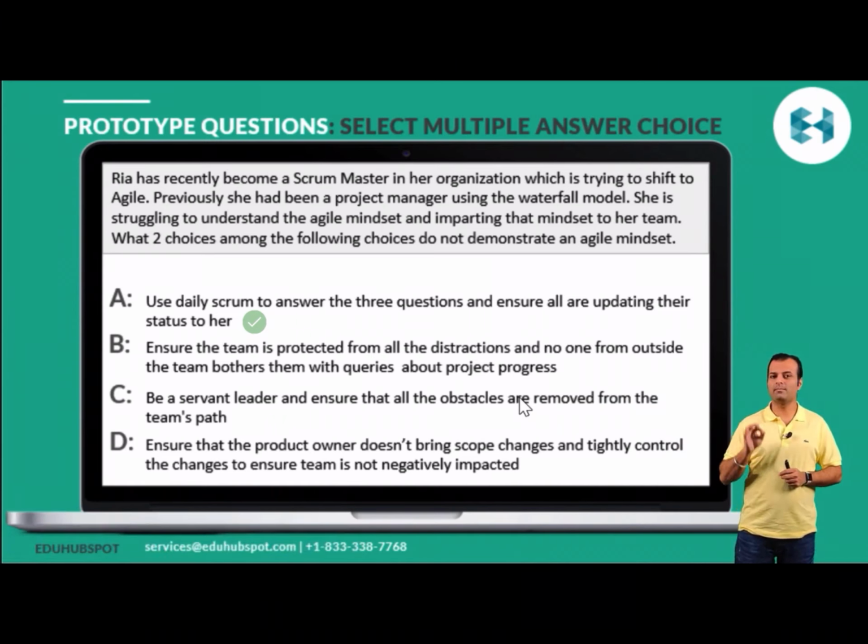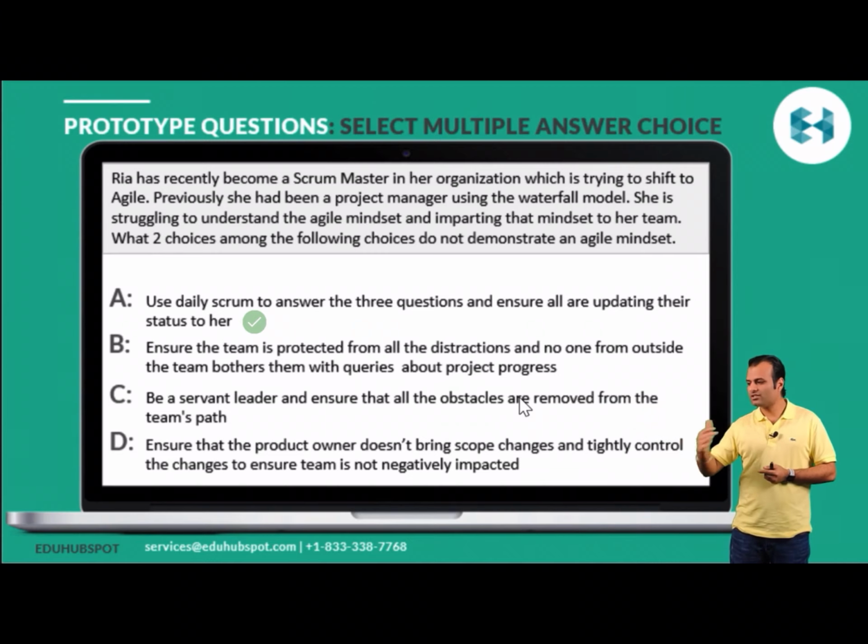Let's move to the next one. B, ensure that the team is protected from all the distractions and no one from outside the team bothers them with queries about project progress. Exactly. You as a Scrum Master have to take that lead. You have to make sure you do the reciprocal commitment. Keep that in mind. I'll explain reciprocal commitment in my other videos. But what I'm trying to say is that you will be someone who will be protecting the team from the other members so that they are not bothered. So this is definitely an agile principle, an agile mindset. So B is not the correct choice, so you can eliminate that.